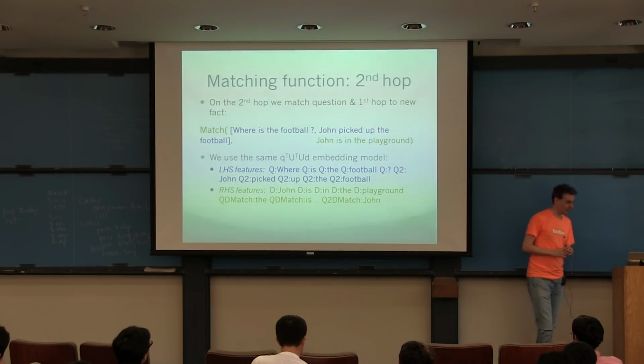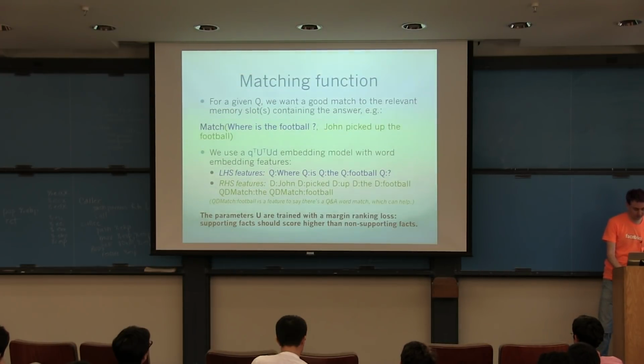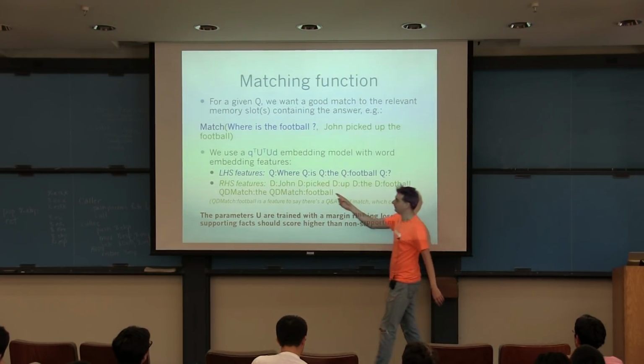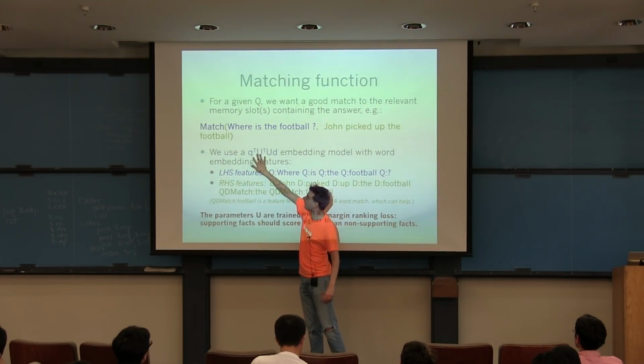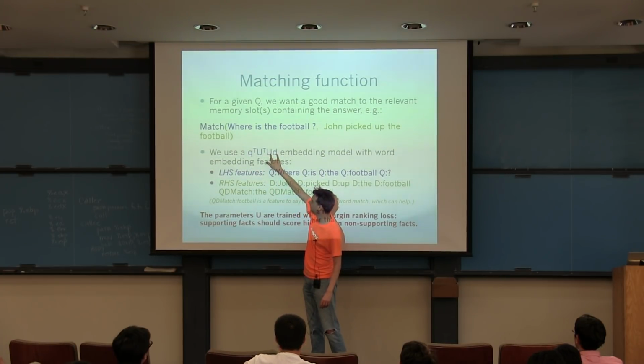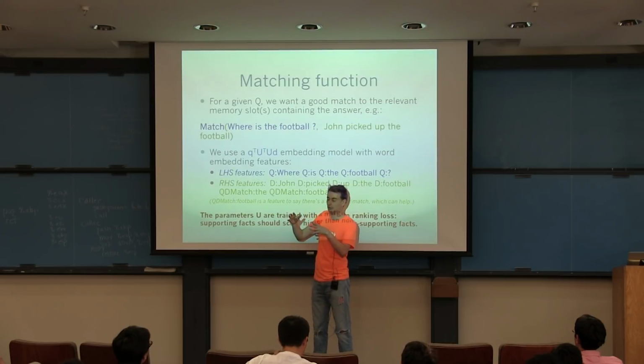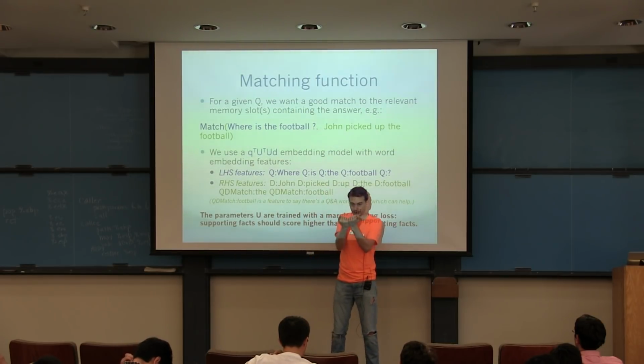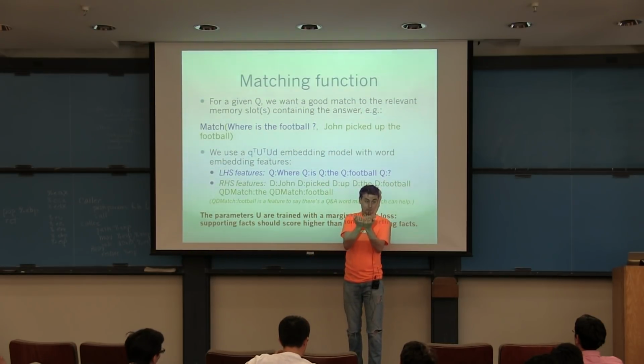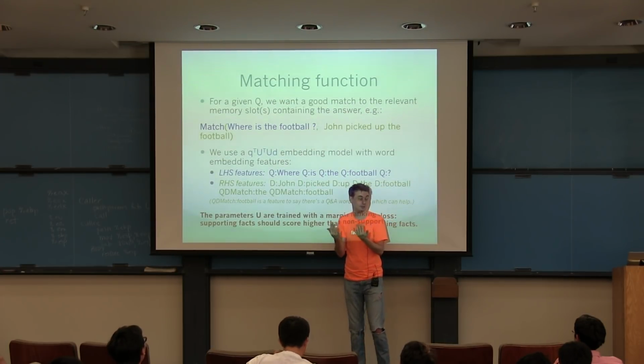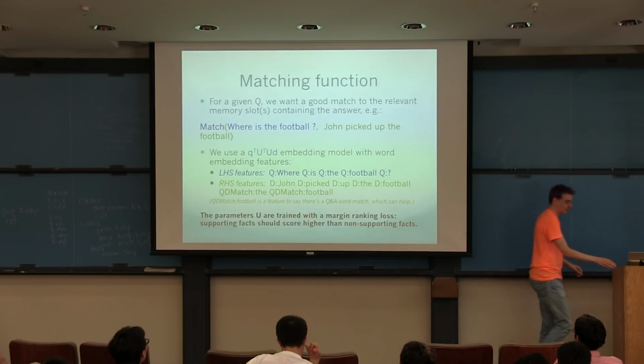So that's basically what it looks like. After you've done the embedding of the question into the 50-dimensional space, the dot product with the 50-dimensional embedding of the memory, if it's a supporting fact, should be a large dot product. And if it's not a supporting fact, it should be a smaller dot product.